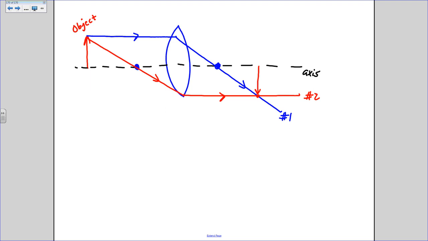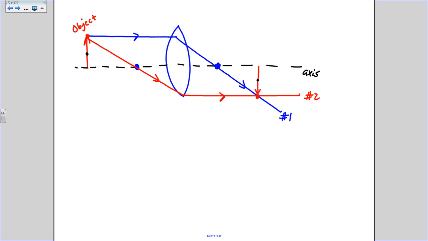The rays that originate at the top of the arrow, the rays that originate here, are going to reconnect down here. And then you can do similar things. Let's say I picked another spot on this object. If I had rays that originated right there, then those rays would cross right here until you formed your full image. Right? Is this image inverted or upright?